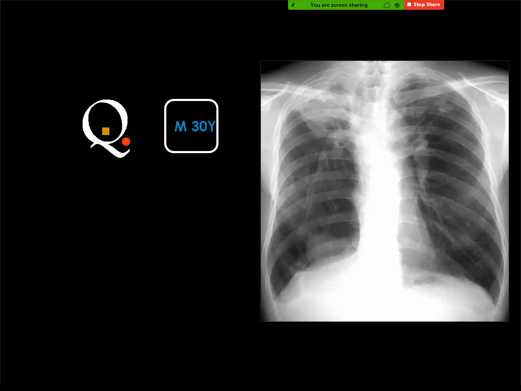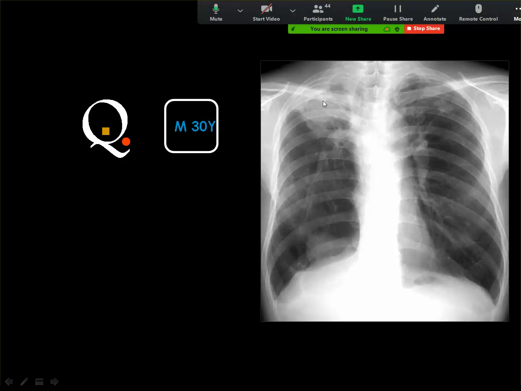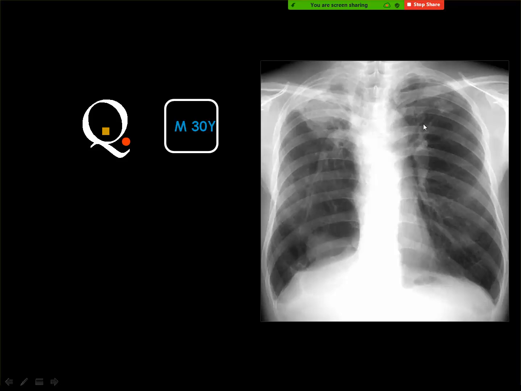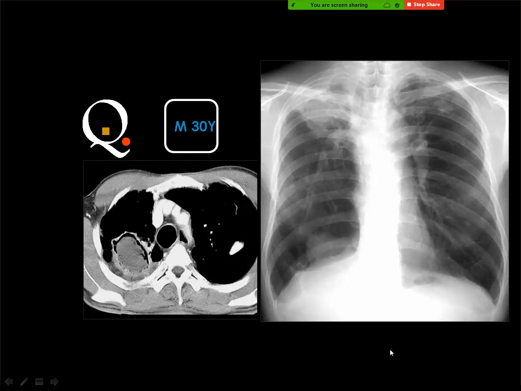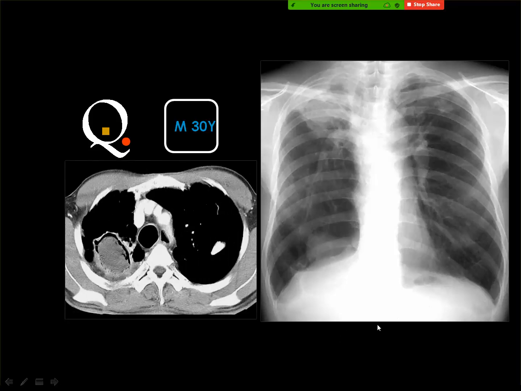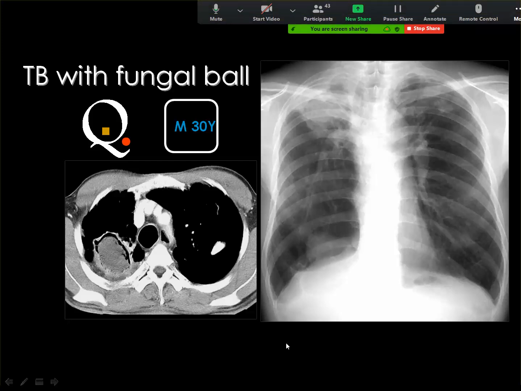Yes. There is a mass in the right upper lung. This is a fungal ball. This is TB, of course, infiltration. And one of the manifestations of TB is the presence of a fungal ball with the crescent sign. And I emphasize the changes of TB in the lung because this is a frequent disease in our area, and it is considered one of the big mistakes if you miss a case of TB for another diagnosis.